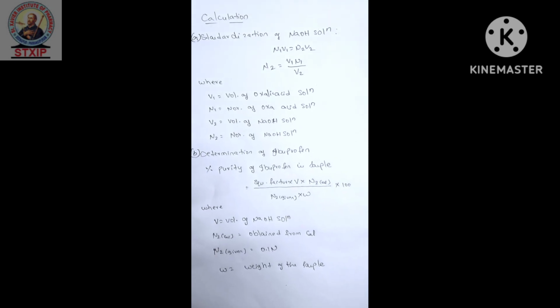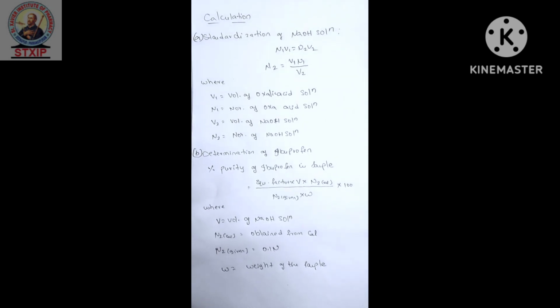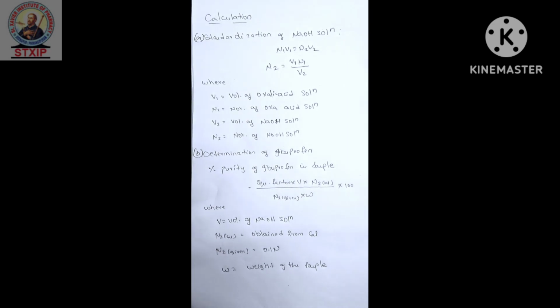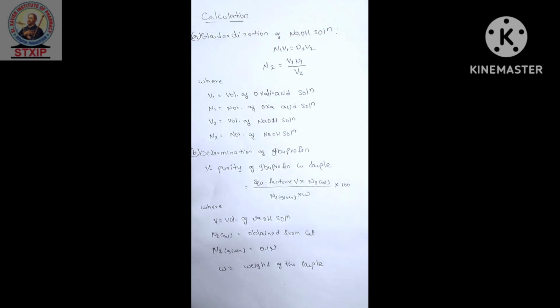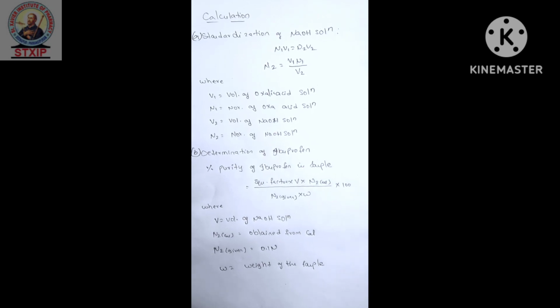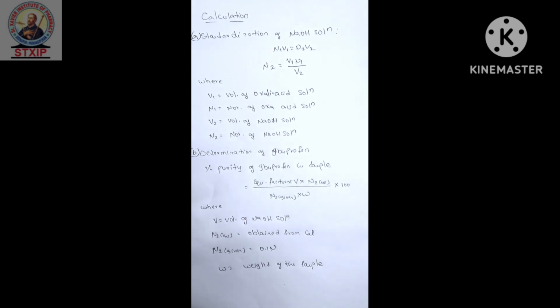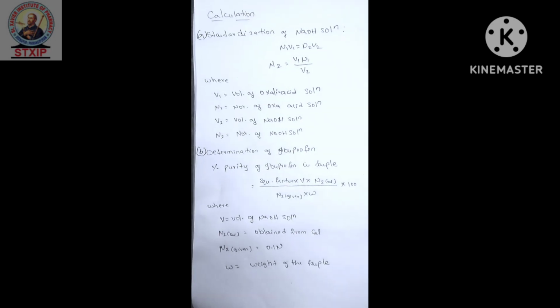Standardization of sodium hydroxide solution. Formula: N1V1 = N2V2, which gives N2 = V1N1/V2, where V1 is the volume of oxalic acid solution, N1 is the normality of oxalic acid solution, V2 is the volume of NaOH solution, and N2 is the normality of NaOH solution.